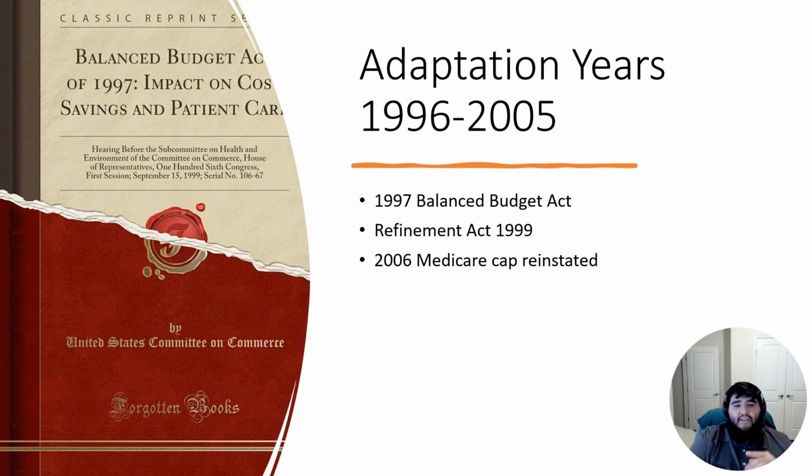The adaptation years, 1996 to 2005. There are only three main events that matter in these years. President Clinton signed the Balanced Budget Act in 1997, which meant physical therapists could no longer charge as much as they wanted. Like I said earlier, they were taking advantage of it. Now there was a limit on how much could be spent for the year.